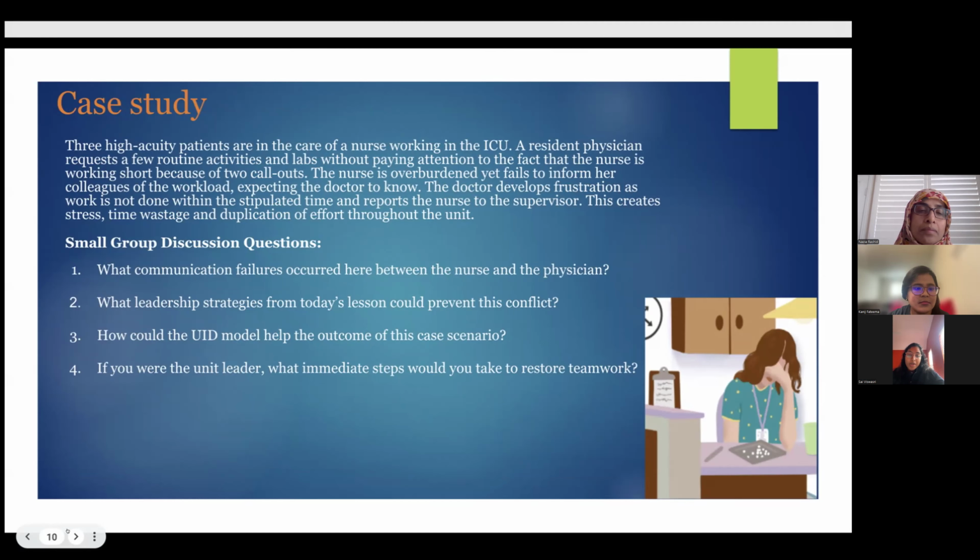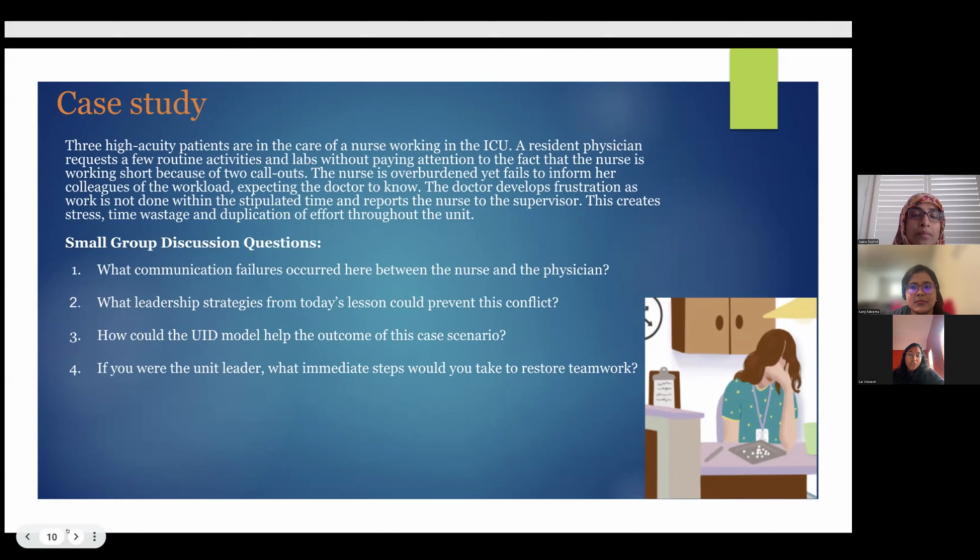Now, I'm going to explain how we would facilitate this small group activity portion of this workshop. If this were a live in-person session, we would divide participants into small groups of 3 to 4 members. Each group would receive the case study displayed on the slide. You will have 25 minutes to work through the scenario using the leadership concepts we covered today.